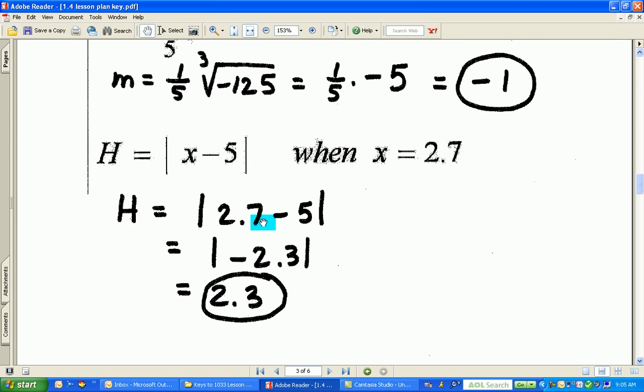So inside the absolute value bars, we have 2.7 minus 5. That computation gives me a negative 2.3, but remember that it's inside the absolute value bars. The absolute value of negative 2.3 becomes 2.3. So the correct answer here, when x is 2.7, h is 2.3.